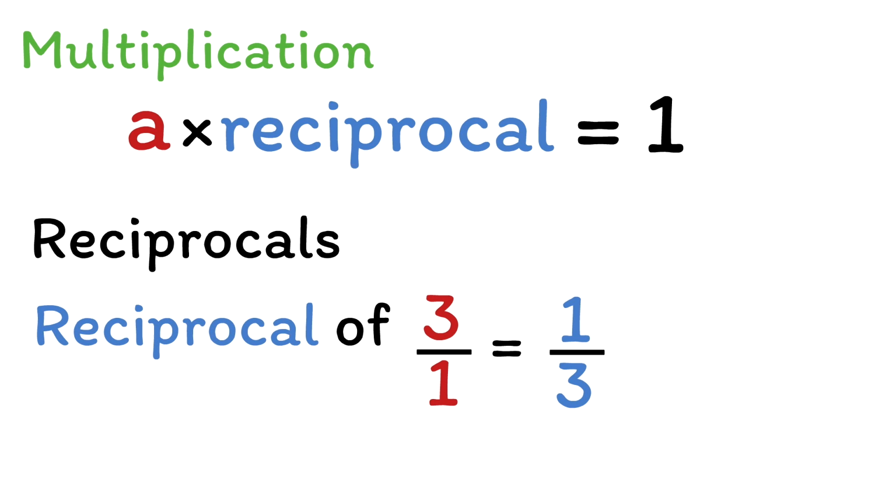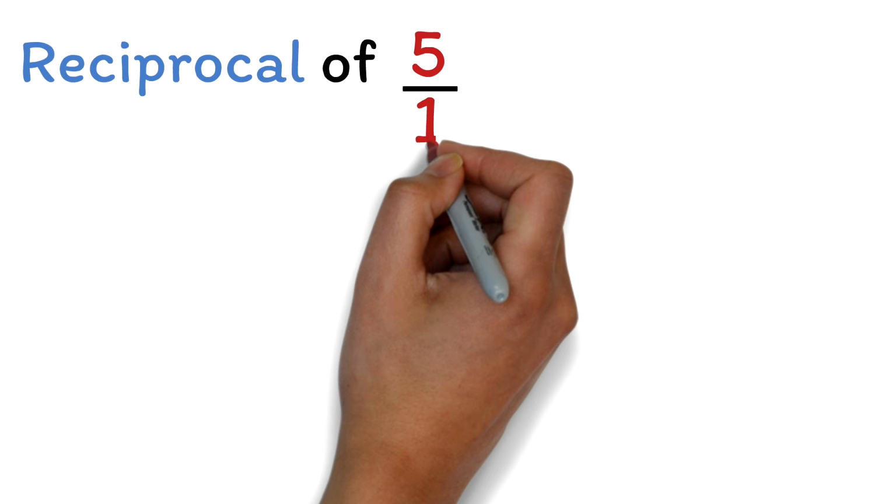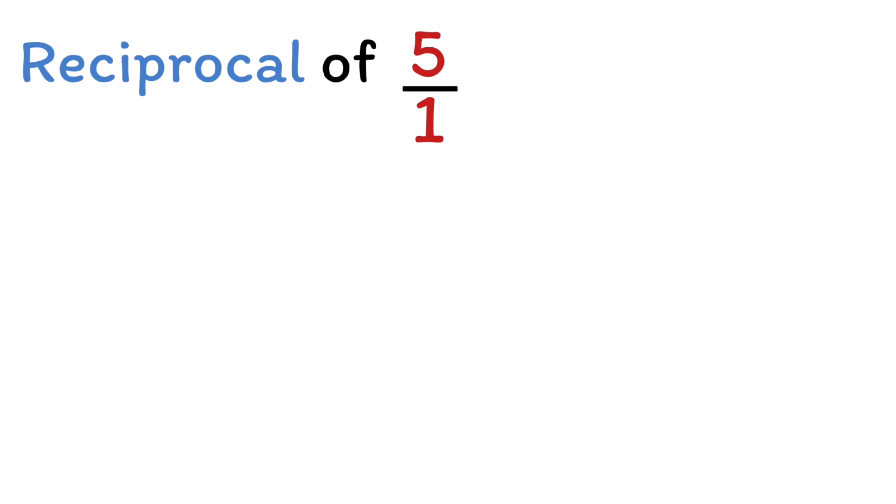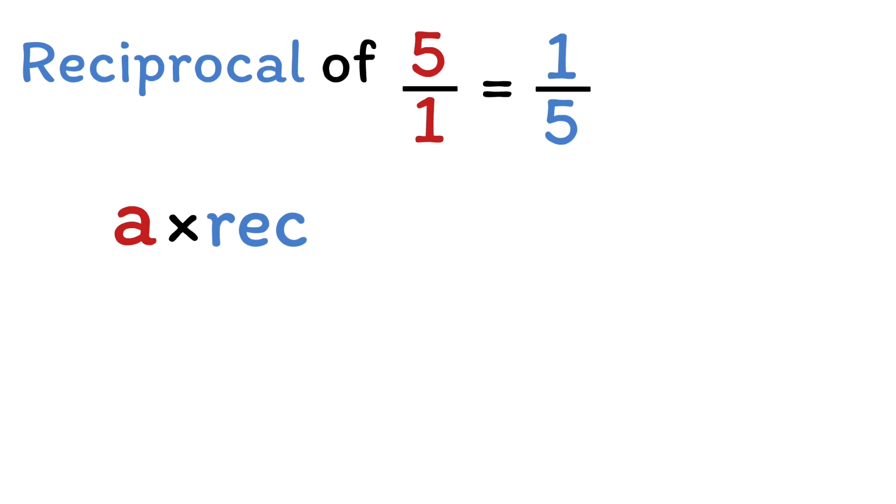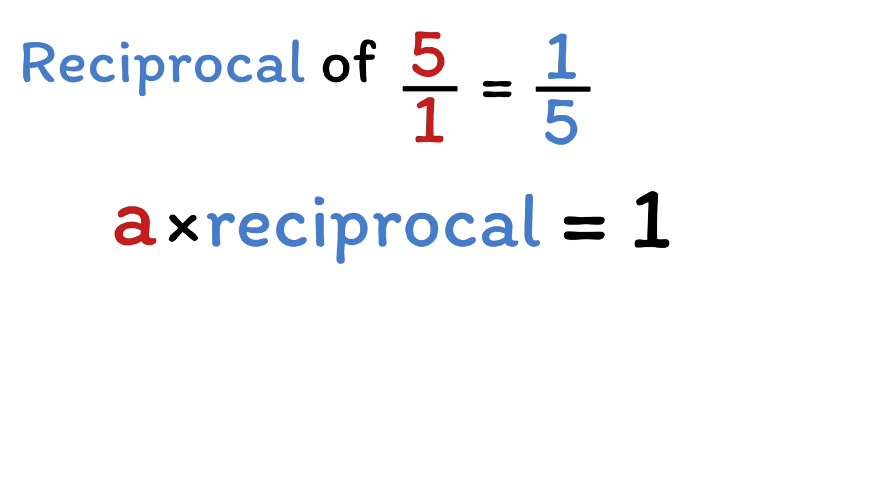Let's do another example. Let's find the reciprocal of 5. First, let's bring the invisible denominator of 1. So the 5 is the same as 5 over 1. Next, we'll swap the positions of the 5 and the 1. So the 5 will go to the bottom and the 1 will come up top. Therefore, the reciprocal of 5 over 1 is 1 over 5. Now let's apply our knowledge of reciprocals to solve examples that demonstrate the inverse property of multiplication. Remember, we said earlier that any number multiplied by its reciprocal will equal 1.